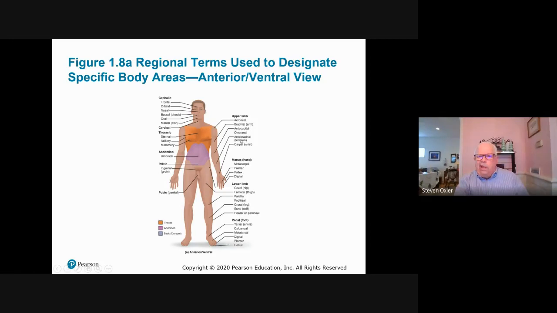The antebrachial area is your forearm. Ante means before. Before your upper arm is known as the forearm. Your wrist is the carpal area. The hand is known as the manus. It is divided into metacarpals. That's where your knuckles are. The palm or palmar area.